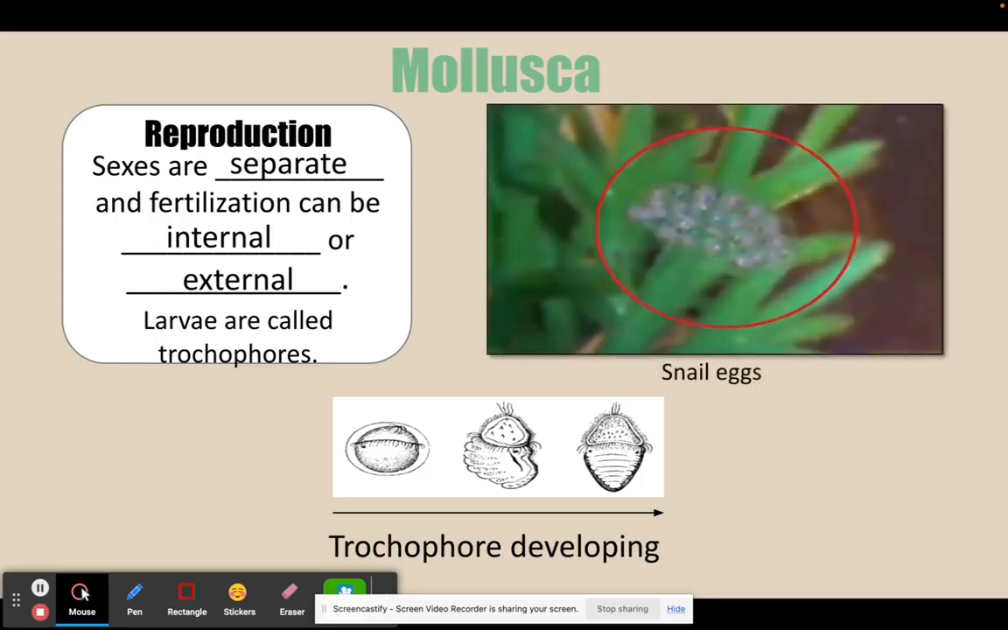And here's a picture of some snail eggs that have been left behind. This would be an example of external fertilization, where the eggs are laid and then fertilized, and they develop there on that aquatic plant.